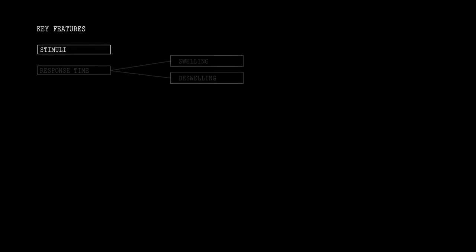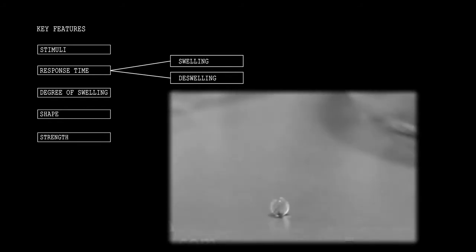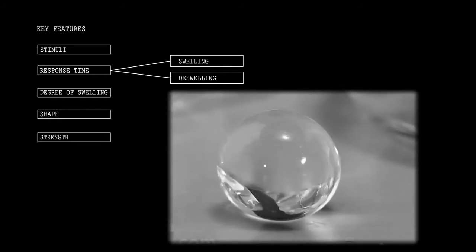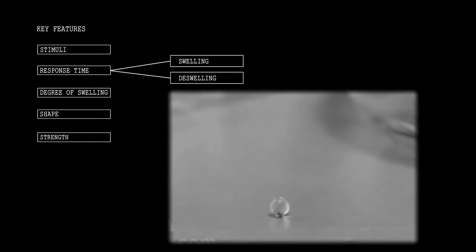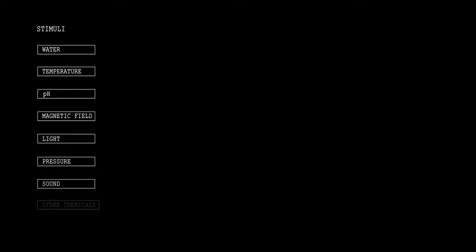There are many different types of hydrogels and are based on various factors such as stimuli, response time, degree of swelling, shape, and strength. The domain of each of these parameters is flexible and can be embedded during manufacturing. Input stimuli that hydrogel responds to are water, temperature, pH, magnetic field, light, pressure, sound, and other chemicals.